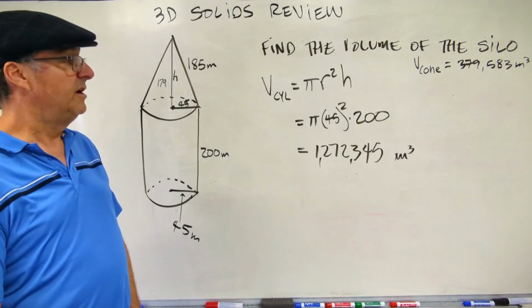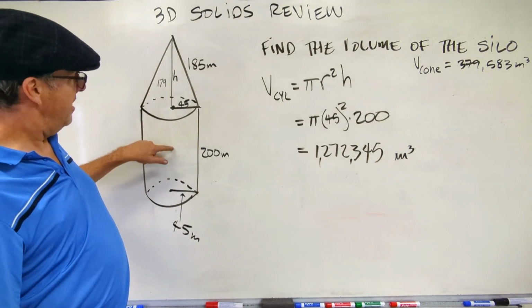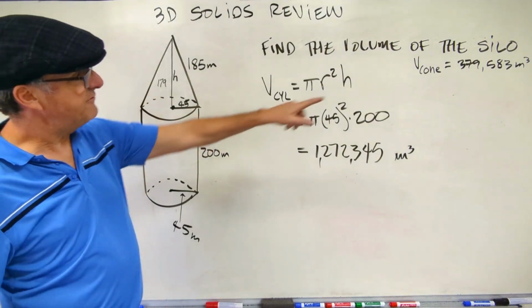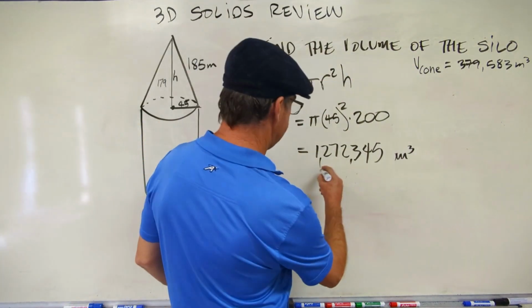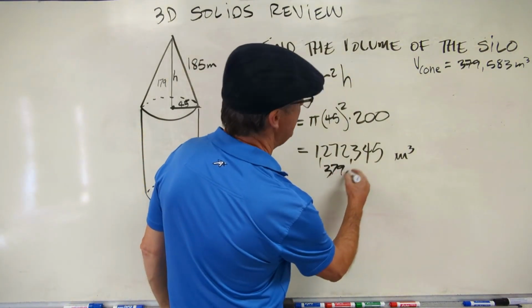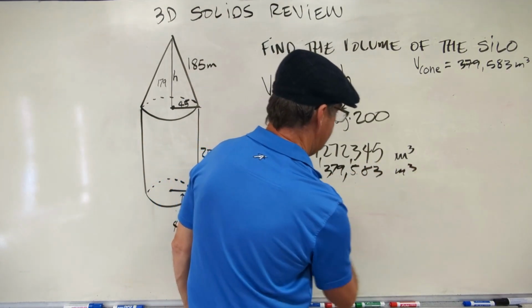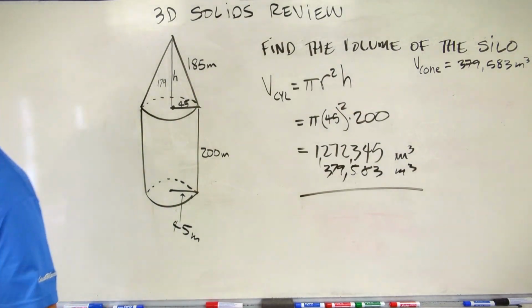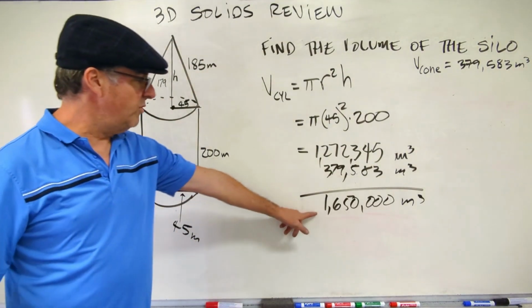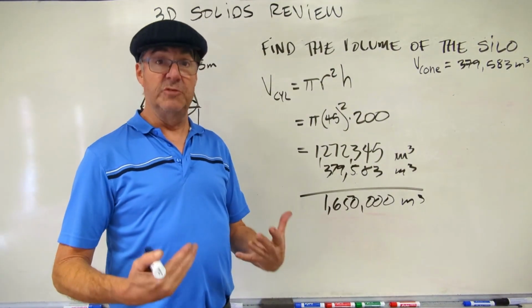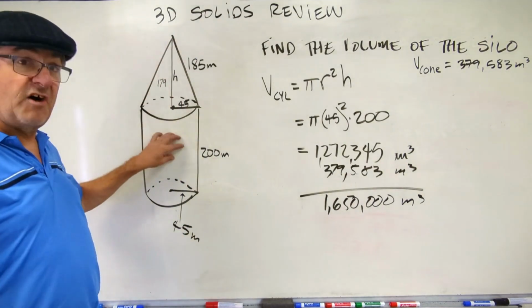All right, so are we done? That's a big nope, which wants the total volume of the silo, so I have to add my cone volume to that. That's 379,583 meters cubed. Go ahead, get out your calc and figure that out. When I do that calculation, I get 1,650,000 cubic meters. Now that's a lot of volume in there.